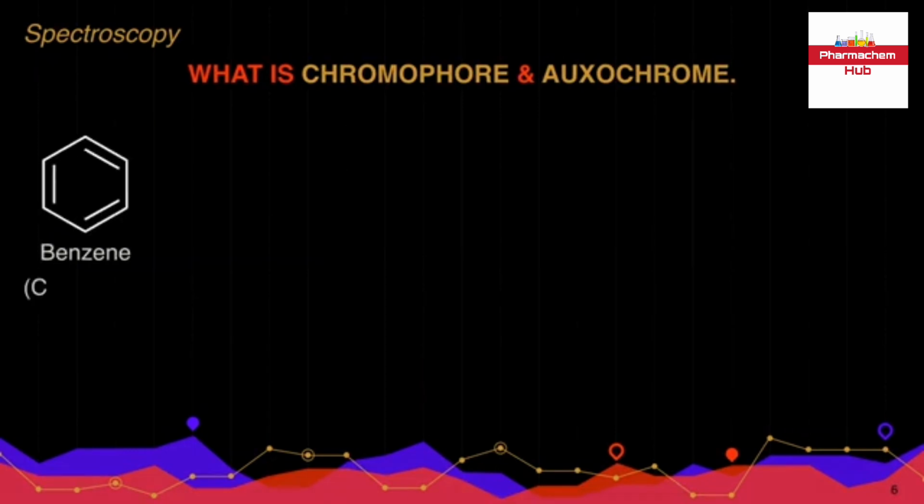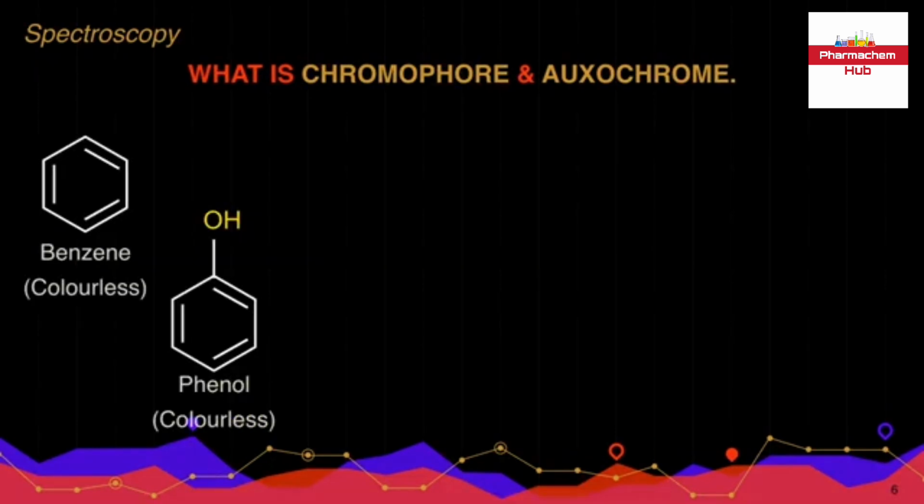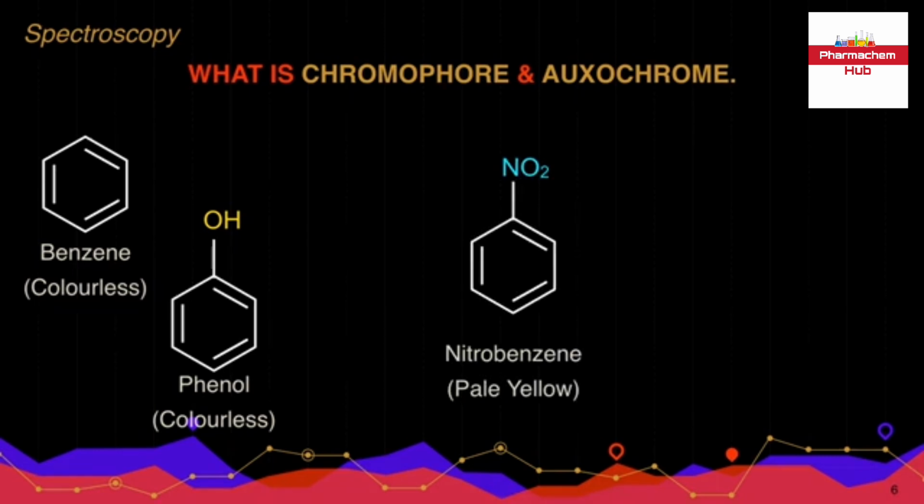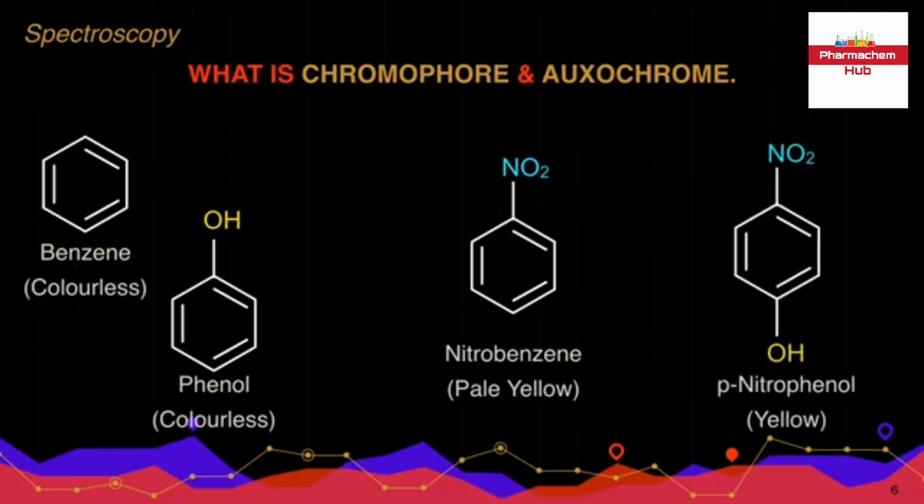For example, benzene is a colorless liquid and phenol is also a colorless liquid. So, addition of auxochrome OH group to benzene does not give any color to benzene. On the other hand, if nitro group, which is chromophoric group, is added to benzene, nitrobenzene becomes slightly yellow or pale yellow. And now, if we add OH group to nitrobenzene, it increases the intensity of yellow color, as in case of para-nitrophenol, which is dark yellow in color.